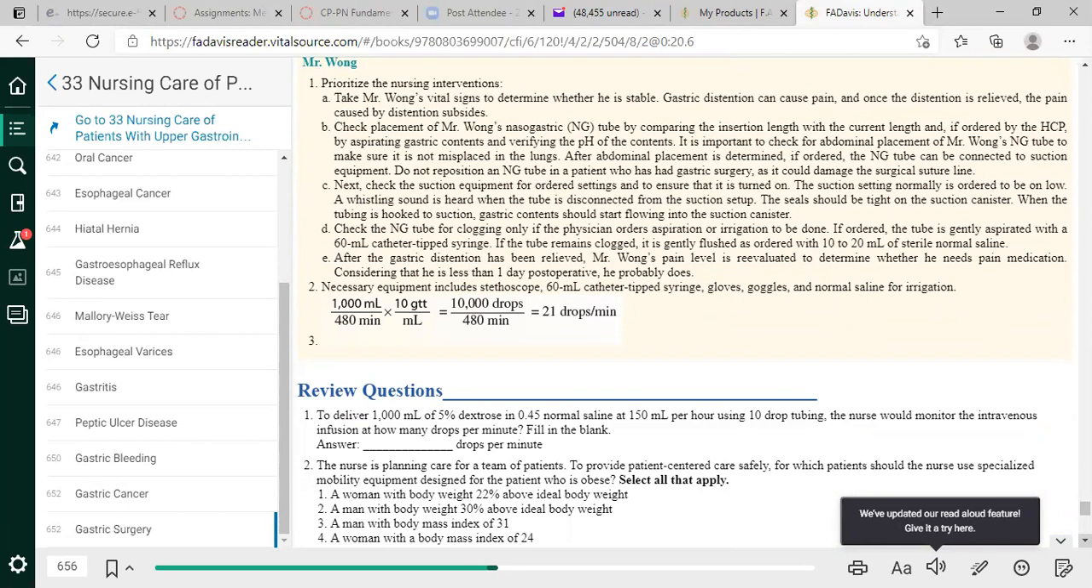So a physician ordered for a patient to receive 1,000 mLs of normal saline over 4 hours. How many mLs would the patient receive per hour? Wait, say it again. The physician ordered for a patient to receive 1,000 mLs of normal saline over 4 hours. How many mLs would the patient receive every hour? 250. 250 what? mL.